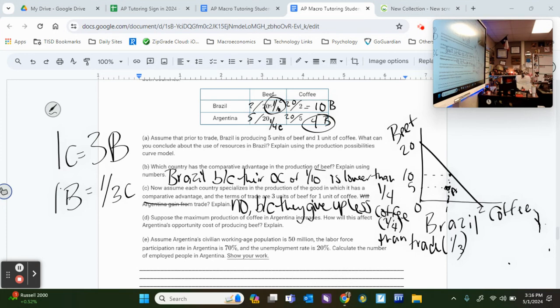Is that 40? No, for you. Oh, 4 units of beef. I would write units because that looks like a 0. Yeah, be careful with that U.